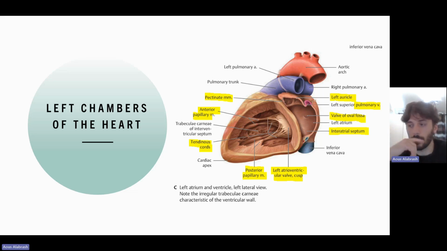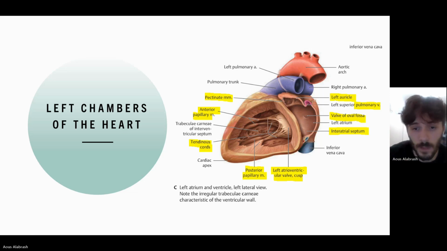The inflow portion also has trabeculae carneae, and we have only two papillary muscles. Remember in the right ventricle, we had anterior, posterior, and septal, while here we have only the anterior and posterior for the mitral cusps of the mitral valve. And then we have the outflow portion, which has no trabeculae carneae. Honestly, that would be it for the chambers.